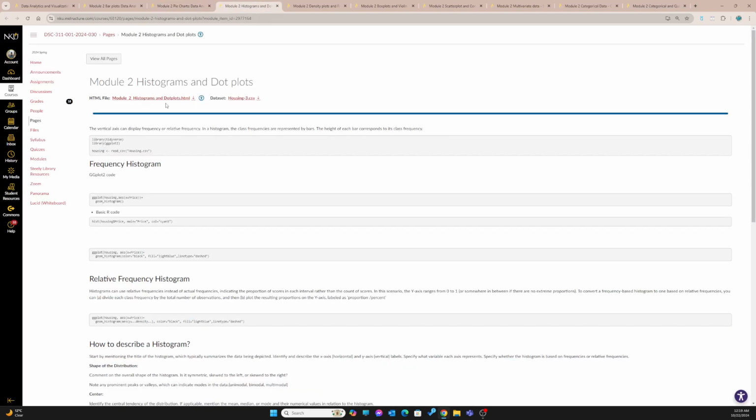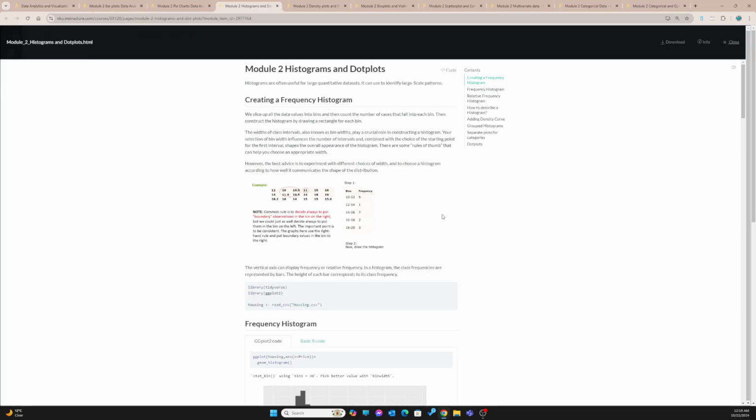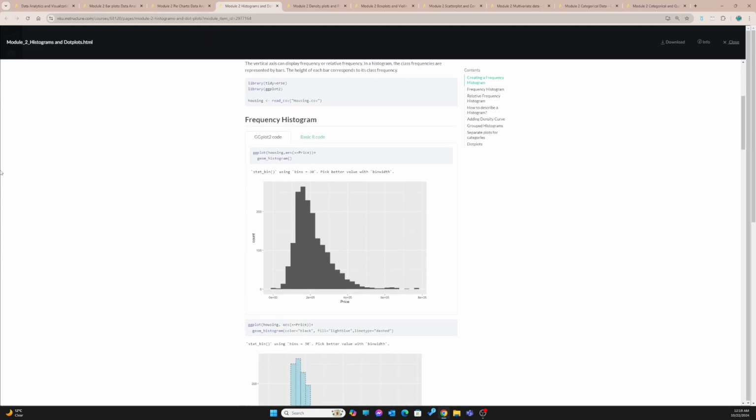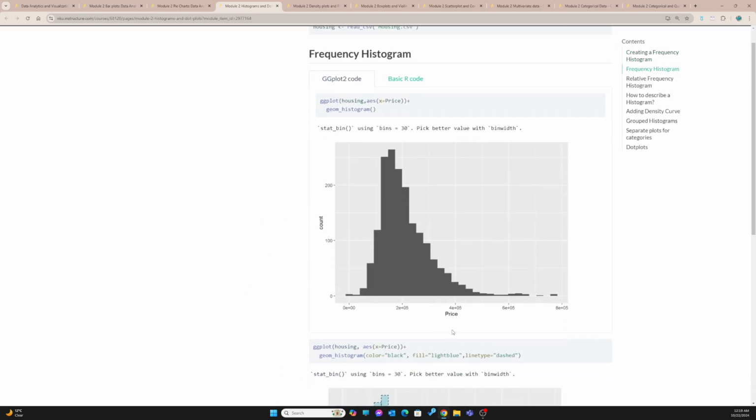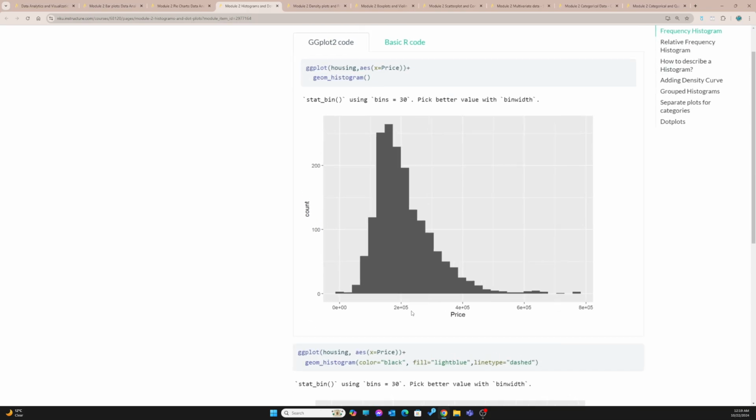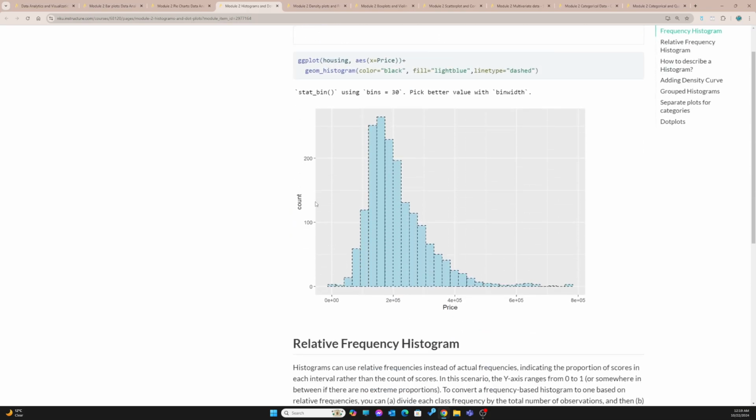All right, next one, histograms and dot plots. Histograms. Now, so far we were dealing with one categorical variable, but what if both of our axes were quantitative variables like this? Both were quantitative, both were numbers. So in that case, we make a histogram.